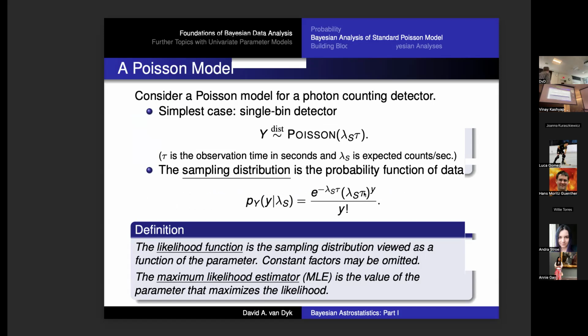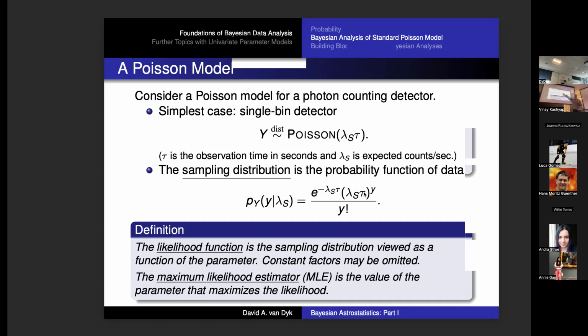Okay, so this has all been a bit abstract. So let's go to an example that's a little more concrete. A simple Poisson model. Suppose you have a single bin detector. What could be simpler than that? I'm going to have a single count, a single number. It could be more than one; single count kind of sounds like it's only one. But I'm going to say that it follows a Poisson distribution.